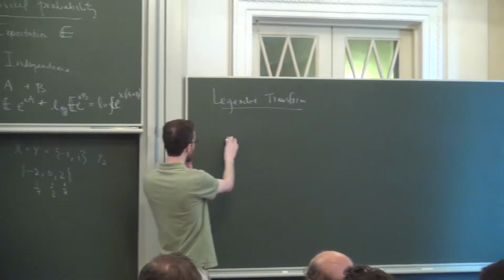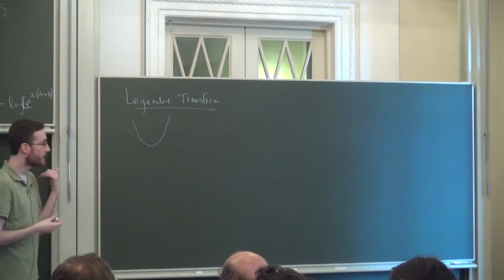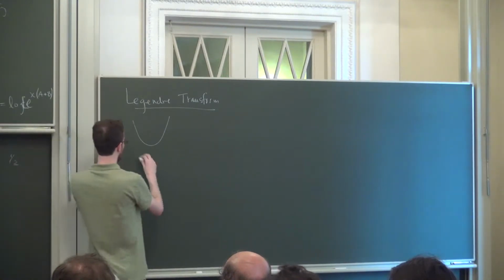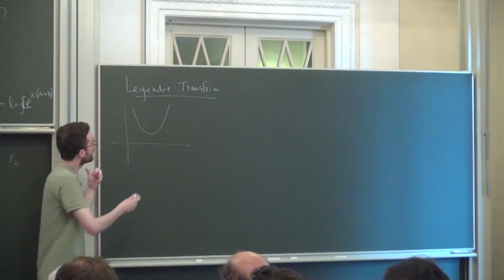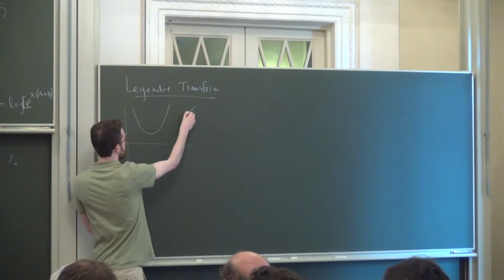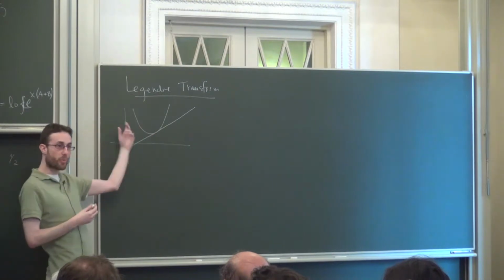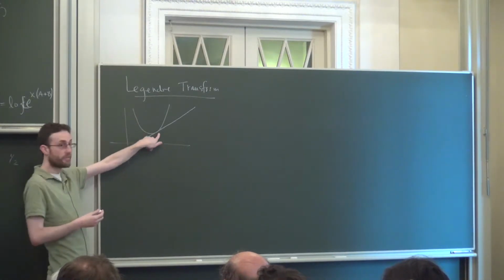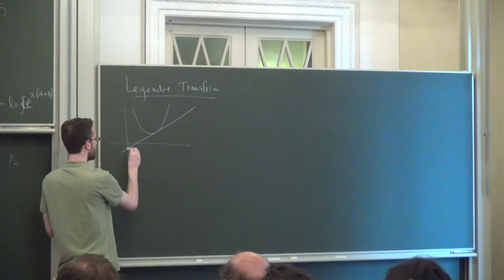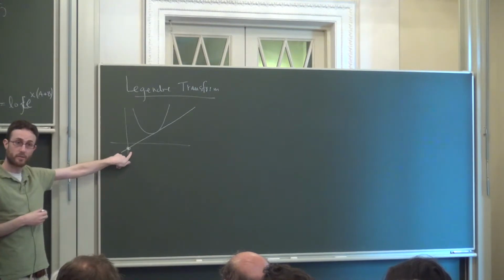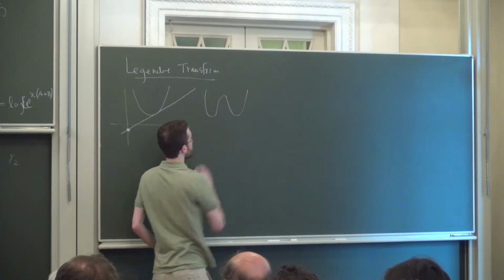And the Legendre transform is a way of taking some function and doing sort of a point-line duality on it. So here's my function, and what I want to know is, given some slope, what point on this function has derivative equal to this slope? And then the transform is the y-coordinate of this thing.